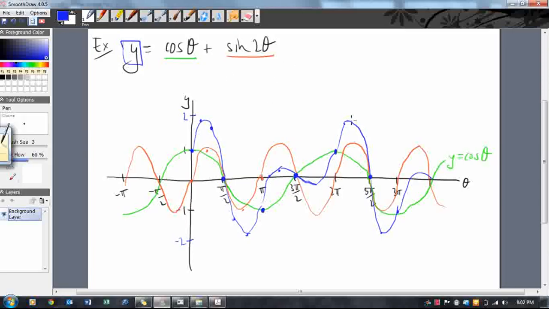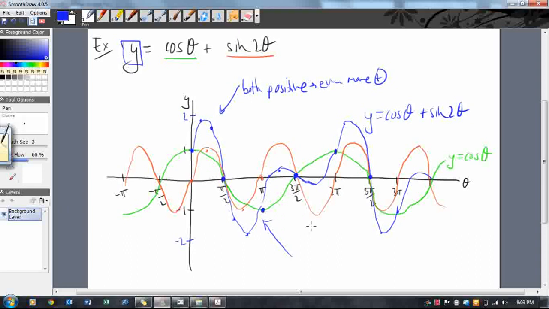And hopefully this helps you to see. So in blue, that's y equals cos theta plus sine 2 theta. So just a reminder that when they're both positive, it makes it even more positive. So now they add together.